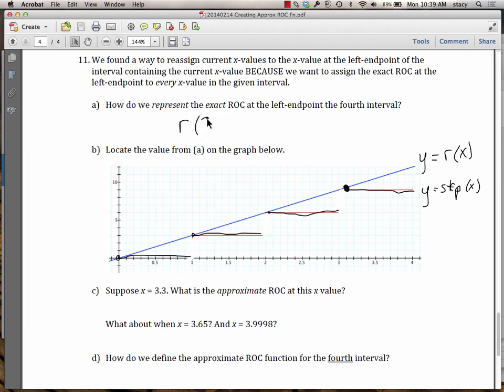I know what the x value is, right? It's r of 3. Because I've made the choices to start my partition of the x-axis at 0, and delta x is 1, okay? So r of 3 is the exact rate of change at the left endpoint of the fourth interval, okay? So if I have a current x value of 3.3, okay, so I'm here, what is the approximate rate of change at this x value?